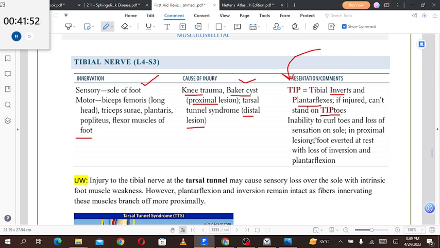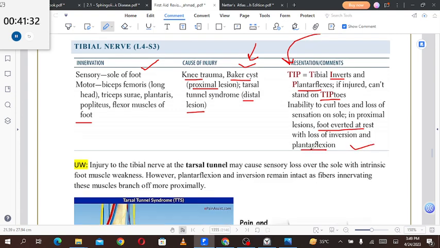In a proximal lesion, the foot is everted at rest, with loss of inversion and plantar flexion. So if there is a proximal lesion, that is in the Baker cyst, the foot will be everted at rest, and with loss of inversion, there will be no inversion. Foot will be everted at rest with the loss of inversion and plantar flexion. Okay.